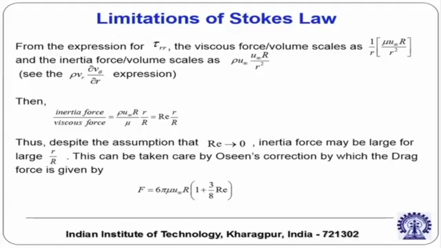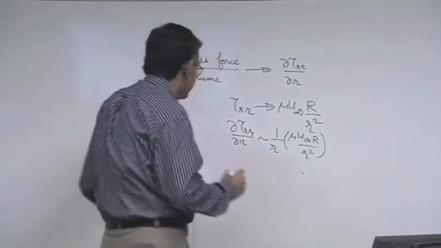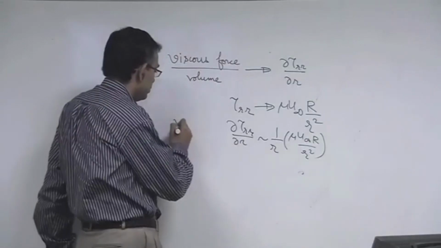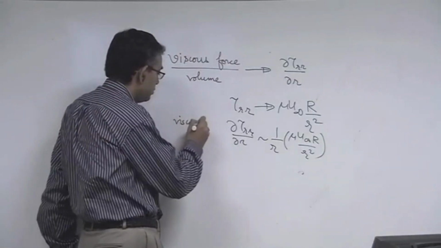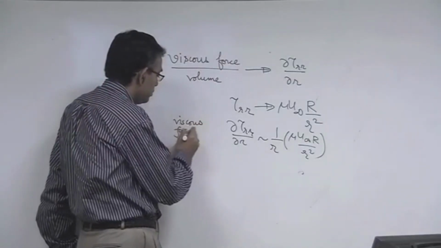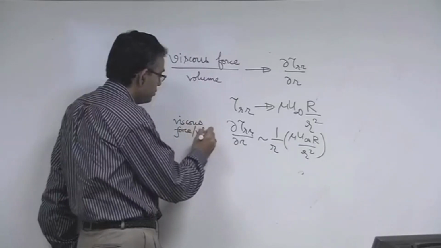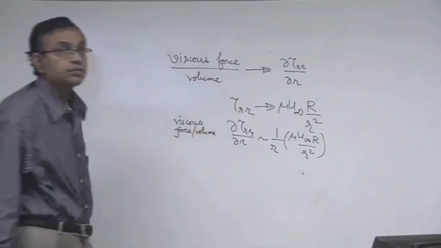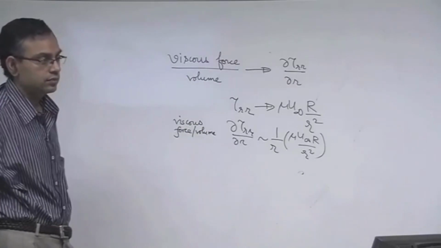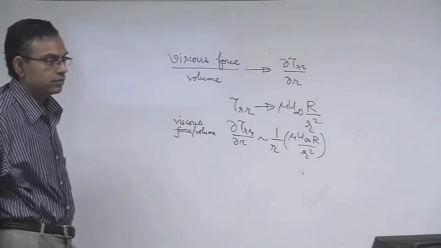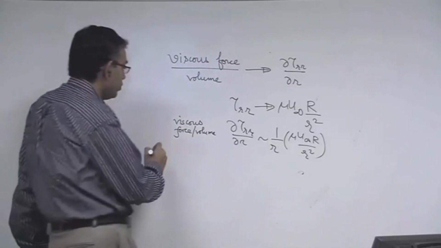You can see in the slide, 1 by r mu u infinity R by small r square. This is the viscous force per unit volume. Now, inertia force per unit volume.